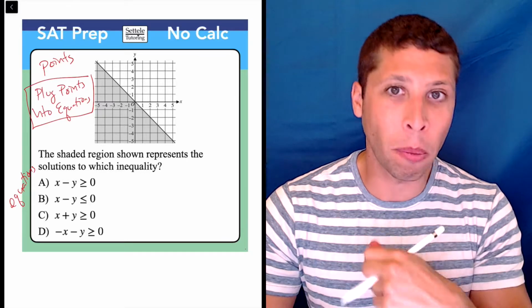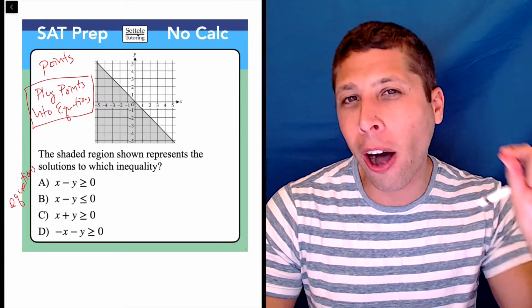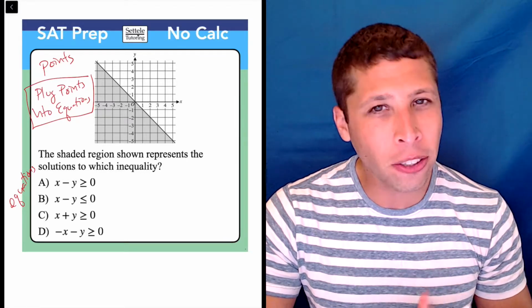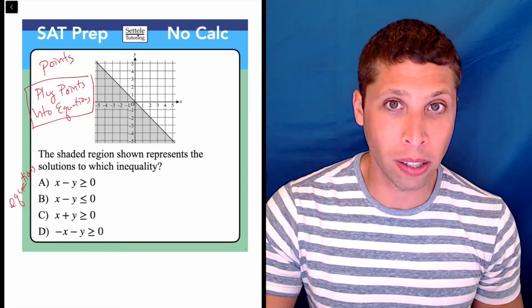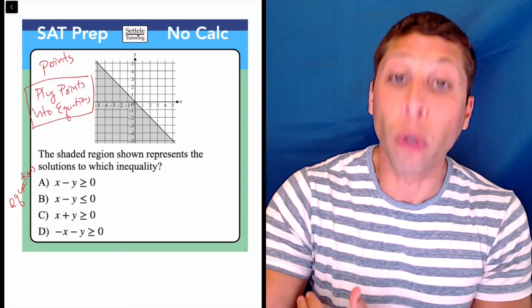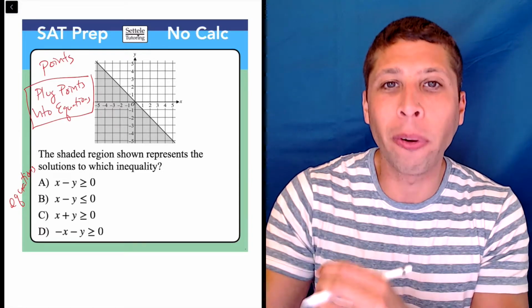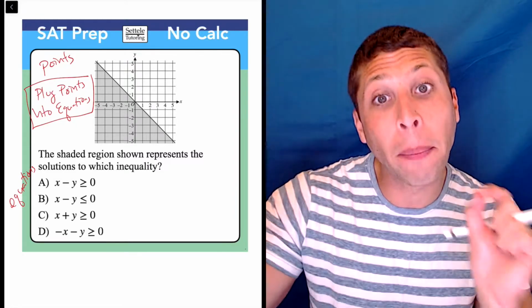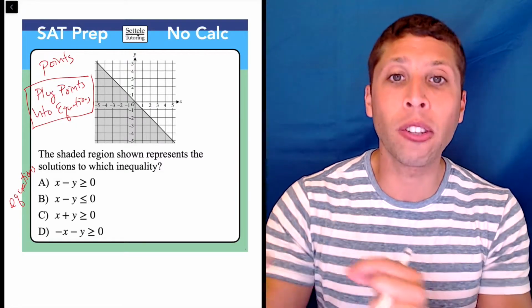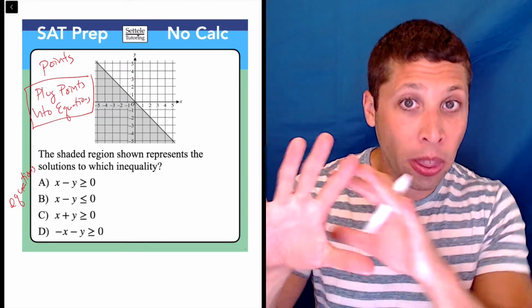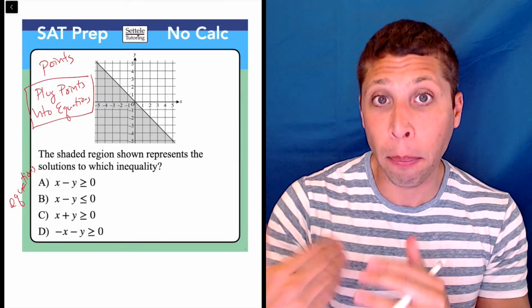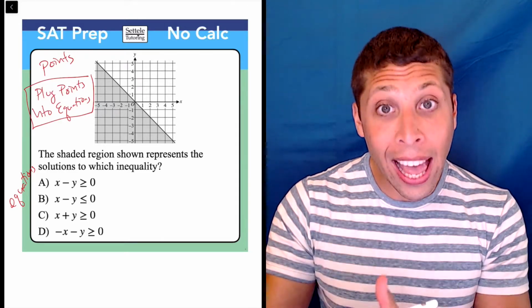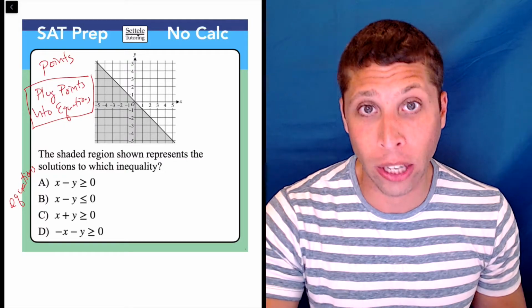Now, normally when we do that, we pick points that lie on the line or on the graph. Here, that's not as helpful because all of the inequalities are less than or greater than or equal to, right? So all of them are going to tell me that I've got the right point if I pick a point on the line. So instead, let's focus on the shading. We want to find points that are within that shaded region because that means that point is included in the solution and it should also work in the equation that we plug it into.